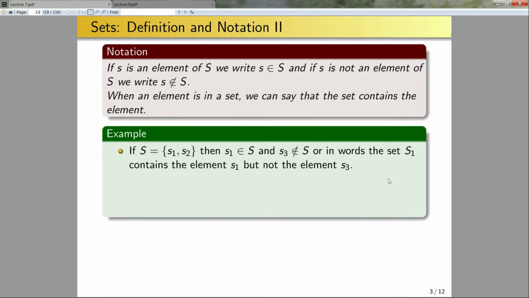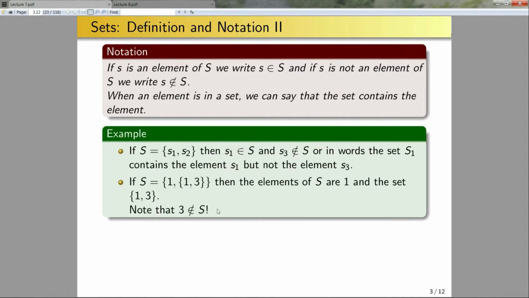You have to be careful with sets containing themselves. We'll talk about that at the end of this lecture. Now for another example, if S is the set containing 1 and the set 1 and 3, then the elements of S are, so pause the video for a second and think about what the elements should be. Well, the elements will simply be 1 and the set containing 1 and 3. So notice here that explicitly 3 is not an element of S because 3 is not in S, right? It's the set 1, 3. So this is a distinction that you need to be careful with.